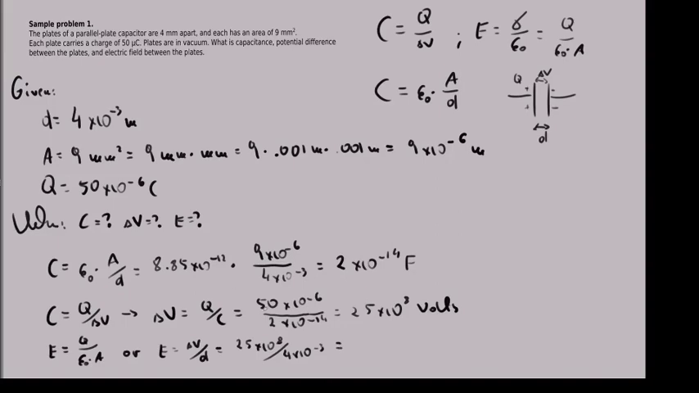Okay, so what we get here for the electric field is 6.25 times 10 to the 11th volts per meter, or newtons per coulombs, either one will work. Okay, so here's your simple problem 1.